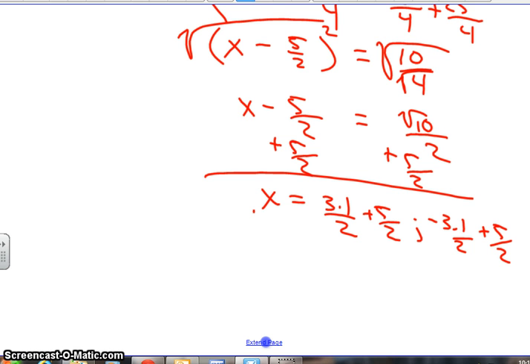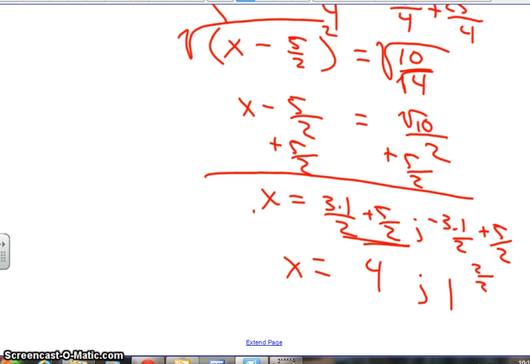Okay, so in this first case here, what is 5 plus 3? 8 over 2? 4. We're just rounding it now, okay? And what is negative 3? Let's call it negative 3 plus 5. So 2 over 2 is 1. So look at this. We have two possible solutions for x.